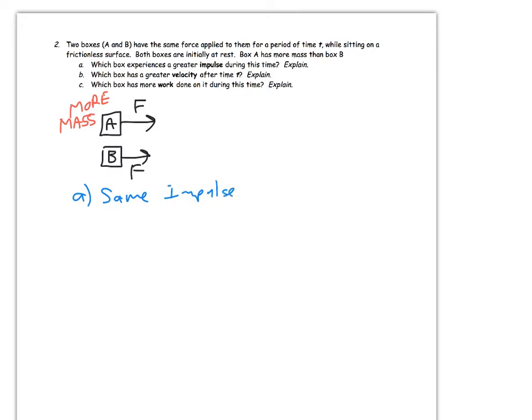All right, we can think about our equation, delta p equals our average force multiplied by the change in time. So if they have the same force and that force is exerted for the same amount of time, that means that our impulse is the same.